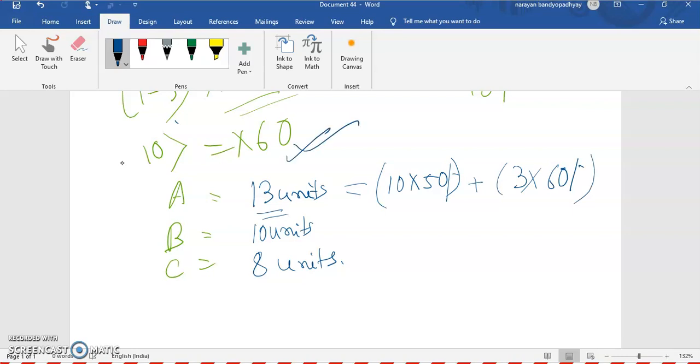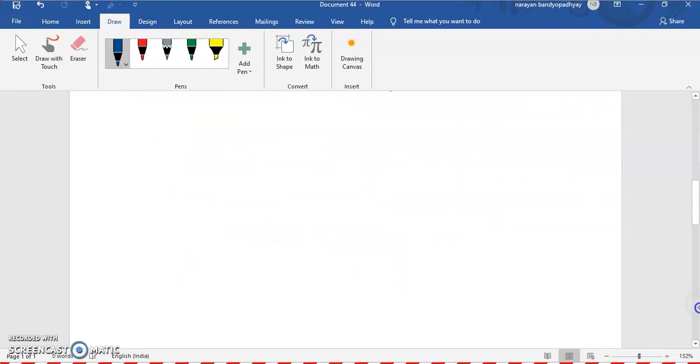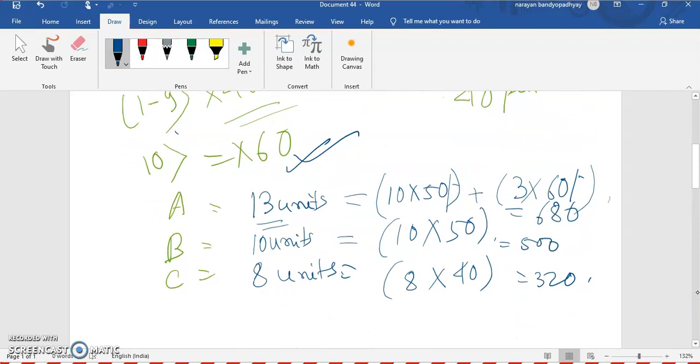As I have told, here also for 10 units he will directly get 50 rupees, but 8 is less than the standard. What will he get? 8 into 40. So you just see, this will come to 680, this will come to 500, and this will come to 320. So you can see there is a huge difference between these three.